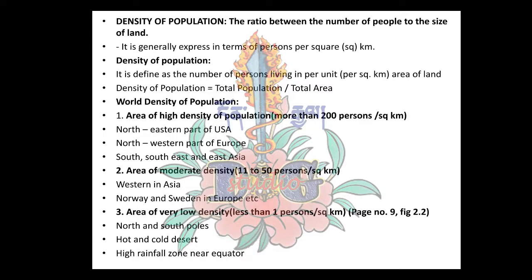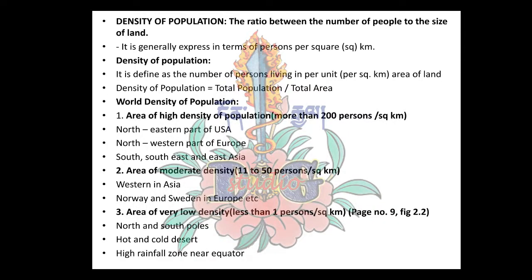The three main groups, or classifications, are: areas with high density of population, that means areas having a density of more than 200 persons per square kilometer. In per square kilometer there may be, in some places, 1,000 people living, in some places 8,000, and in some places even 20,000.